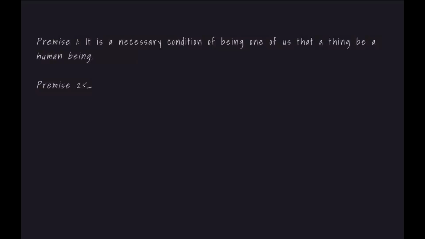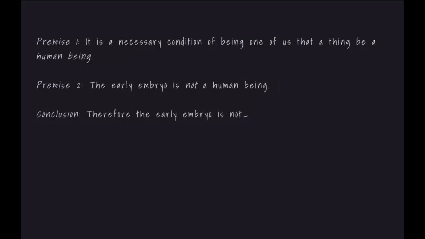The early embryo is not a human being. Therefore, the early embryo is not one of us. This revised sub-argument relies on the distinction between being human and being a human being.